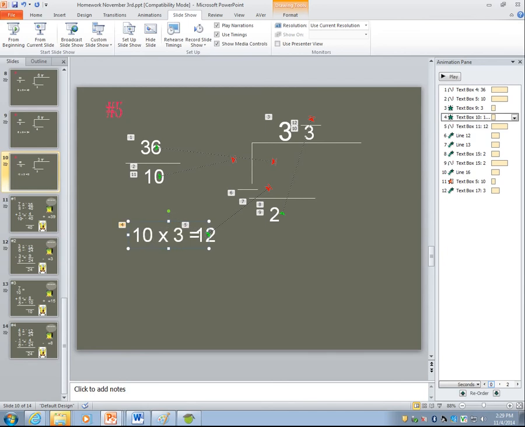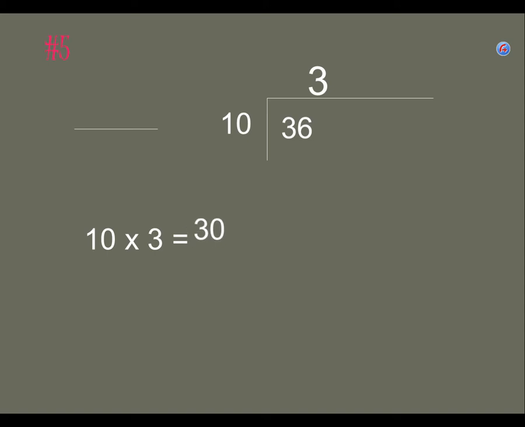So 3 times 10 is 30, like so. So we're going to change it to 30. And then we're going to change the remainder to 6. 10. So 36 goes whoosh. 10 goes whoosh. And then it comes up as 3. And then 3 times 10 is 30. And then the remainder is 6. Whoosh. See how magic I am? And then the denominator is 10. And then the 10 goes magic, and it goes whoosh. See how magic I am?